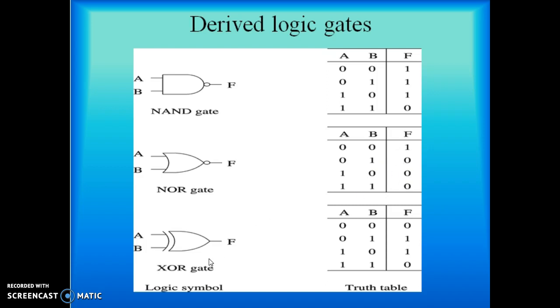XOR gate is a different type of the gate. It also can have two or many inputs and single output. For two inputs, it works as: for same inputs, A equal to B, output is 0, and when A is not equal to B, output is 1. But actually XOR gate is a parity generator. If we see here, for even parity output is 0 and for odd parity output is 1.